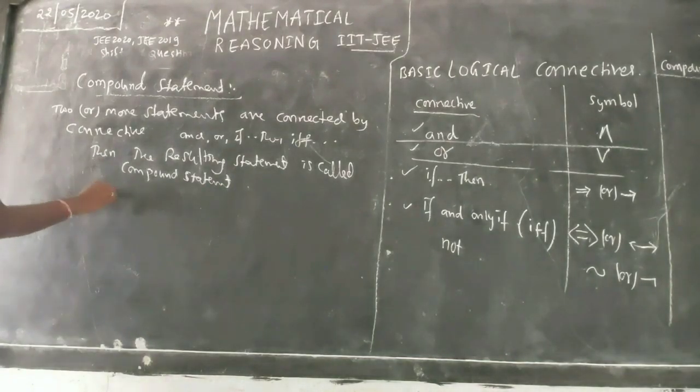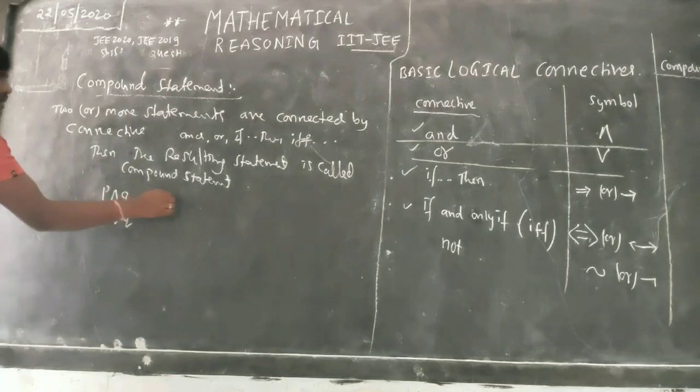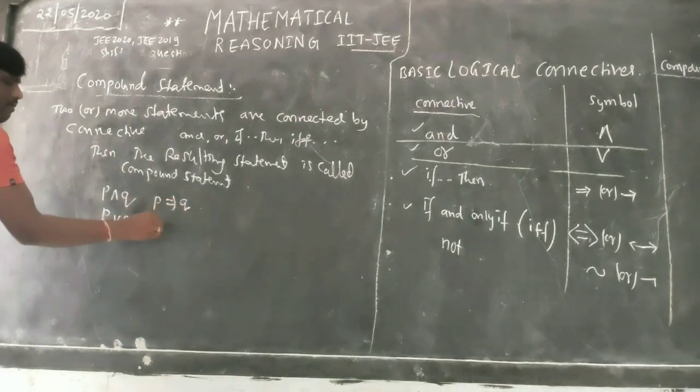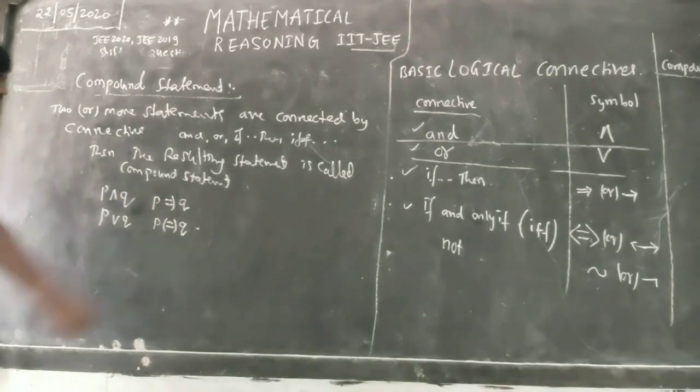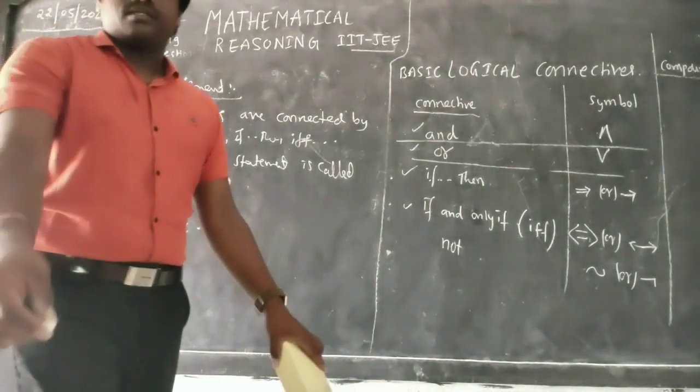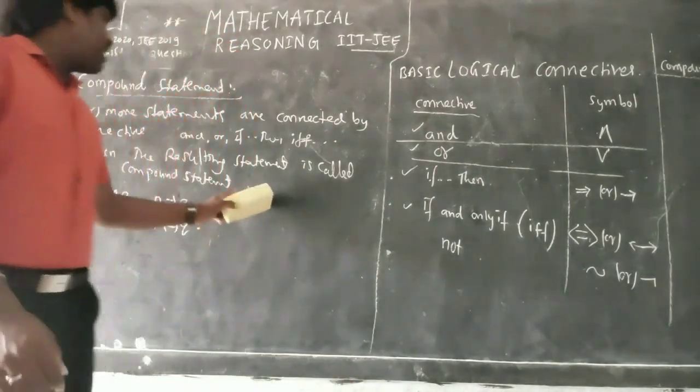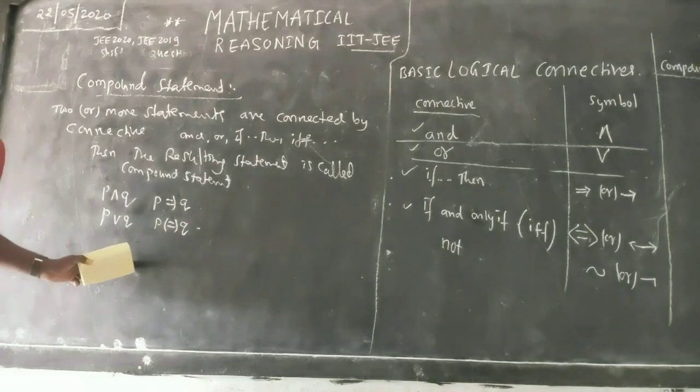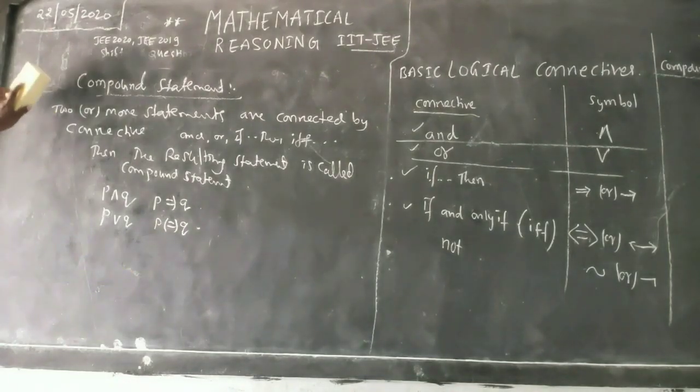If I combine P and Q, it is a compound statement. P or Q is a compound statement. P implies Q is a compound statement. P if and only if Q is a compound statement. Now what we have to do is learn the truth tables of these. This is most important: how to find the truth tables of these.